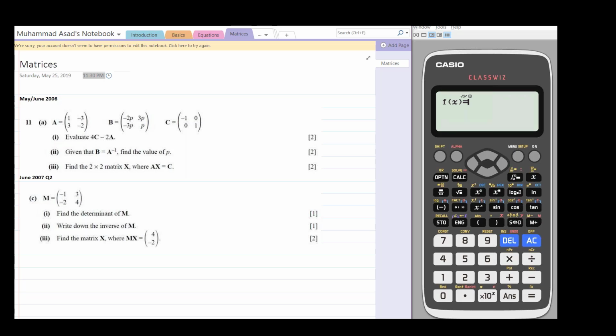In CIE we have 2 by 2 matrices, but when you go to higher levels you will have to solve 3 by 3 matrices. So this calculator can be used to solve matrices of 3 by 3 and even 4 by 4. We have a question here, let's see that.